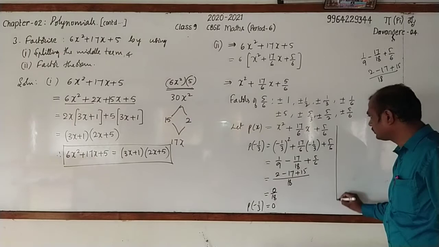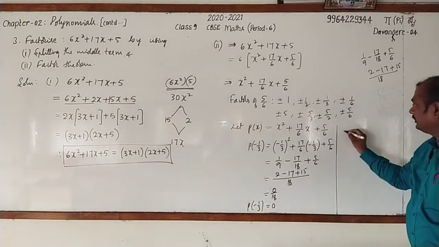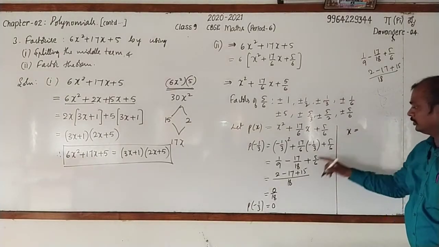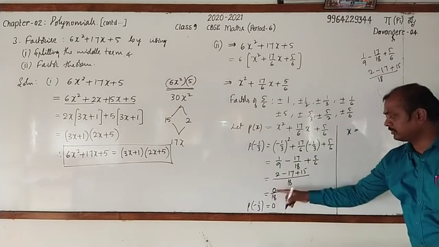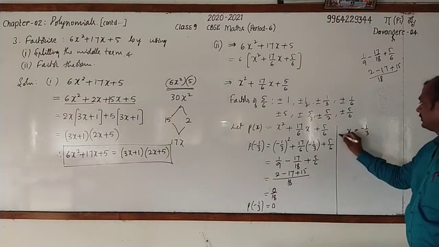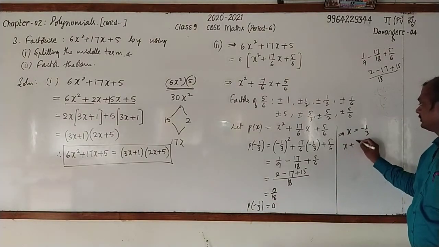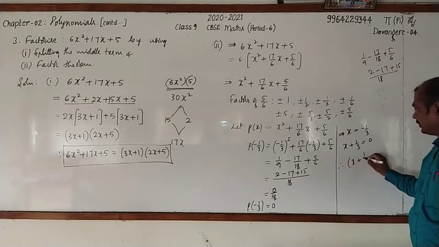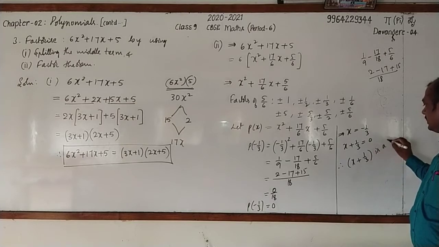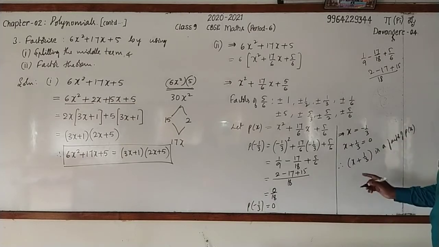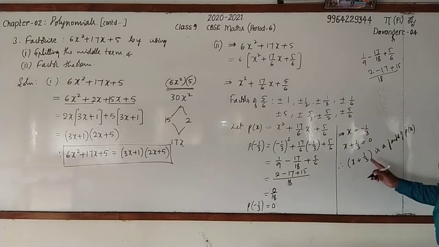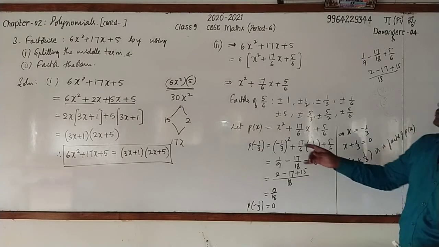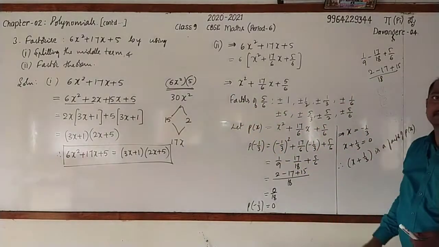So here I am going to write, then x equal to how much? Minus 1 by 3. Then x plus 1 by 3 equal to 0. Therefore, x plus 1 by 3 is a factor of P of x. Got it? We got one factor, let us go for finding another factor. Now, you just copy from there to here.